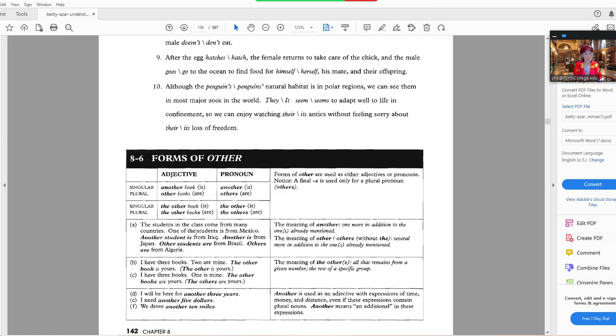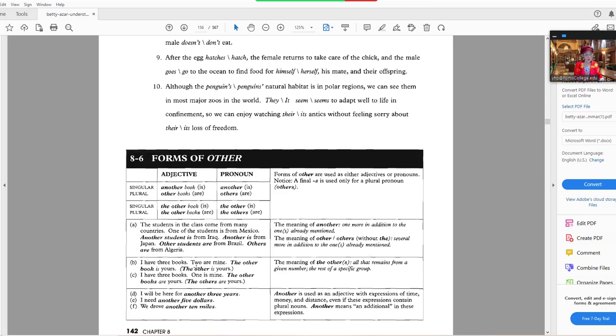The students in the class come from many countries. One of the students is from Mexico. Another student is from Iraq. Another is from Japan. Other students are from Brazil. Yet others are from Algeria. So the meaning of "another" is one more in addition to the one already mentioned. The meaning of "other" and "others" without "the" is several more in addition to the one already mentioned.